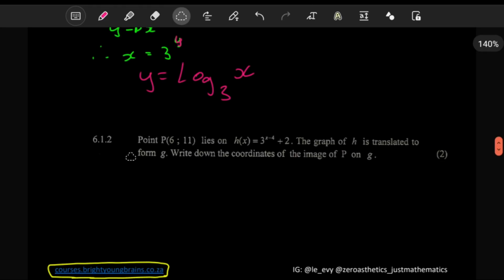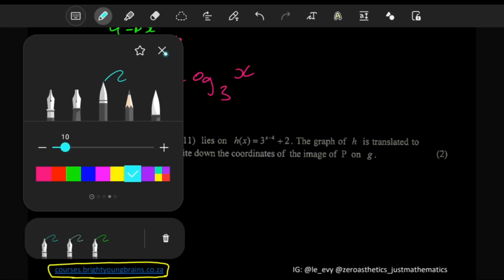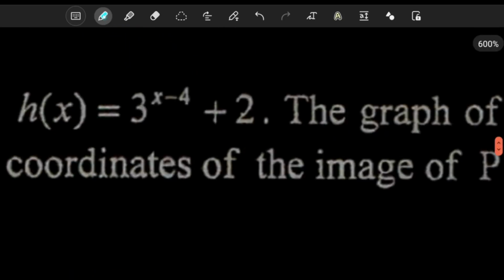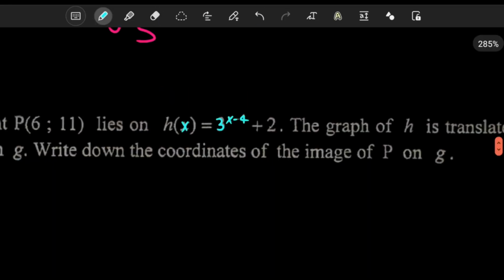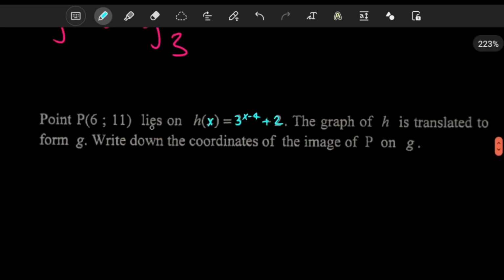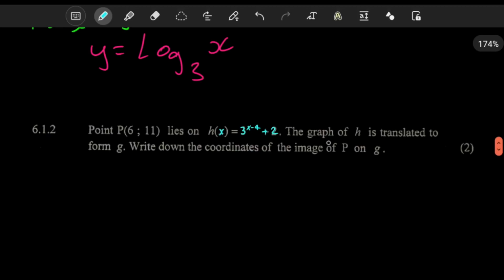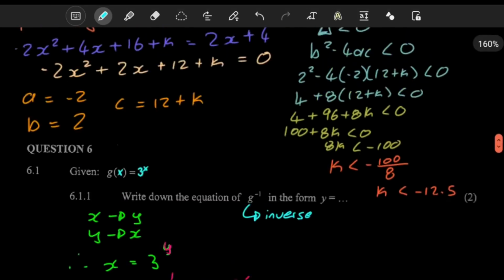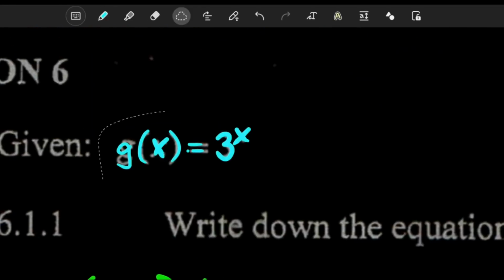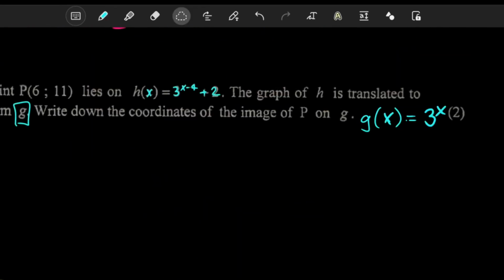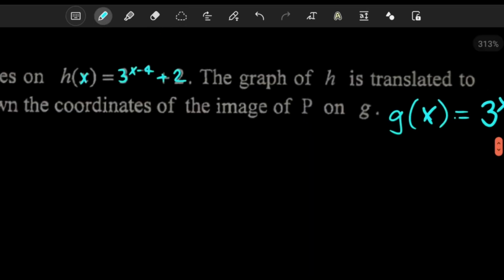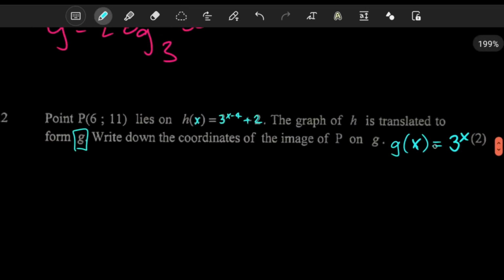Let's keep it moving. For 2 marks here, they said this point lies on the graph of h. Okay, let's highlight the graph of h because it is not very clear. That looks better. So this is clearly an exponential graph as well. They said P lies on this graph, and that the graph of h is translated to form g. Where is g? So this is the graph of g, right? They say the graph of h is translated to form g.